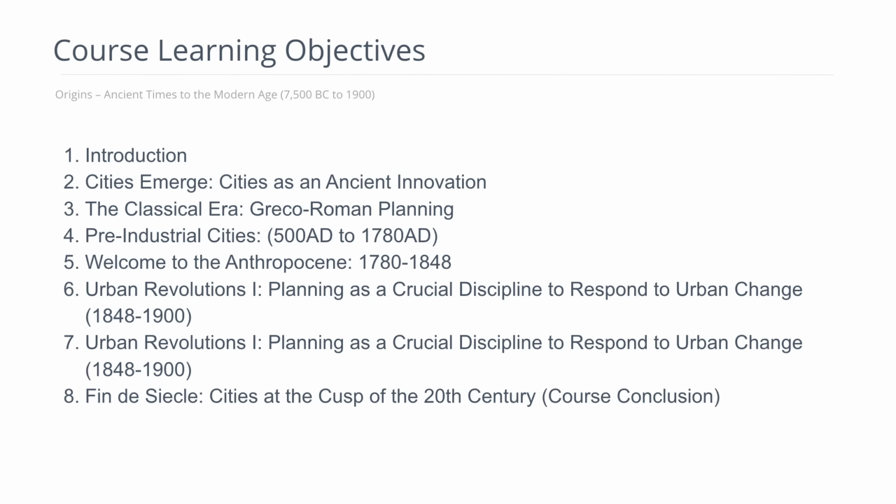We'll look at the urban revolutions that took place in the 19th century as people scrambled to make sense and chart and define the new modern city. And we'll conclude by looking ahead at the early 20th century and where the next course will go.